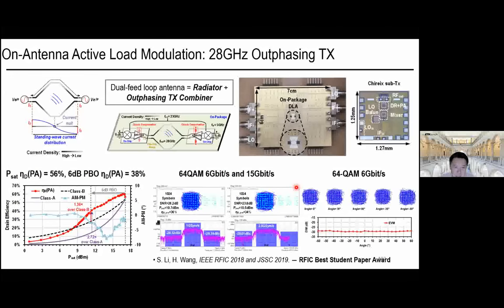We took a similar principle and achieved it on-antenna for outphasing transmitters, right? One example design is shown here, published at RFIC 2018 and JSSC 2019. You can see the substantial back-off efficiency enhancement for outphasing mode at 28 gigahertz. In this case, we actually use an on-board, on-package antenna to achieve this outphasing performance. Again, it supports wideband modulation as well, right?